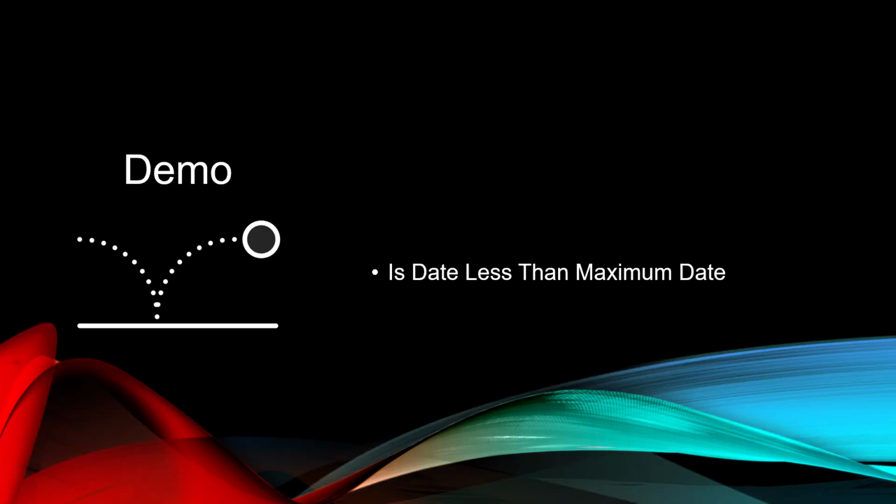Well, let's go ahead and create another class. It's going to be very similar to that one where we're going to check to make sure that a date is less than a maximum date that's entered. If it's outside of that, then it's going to give us the error.